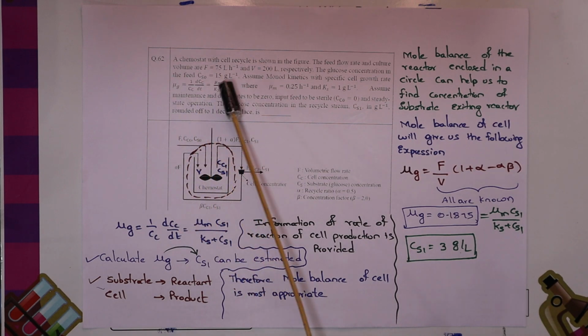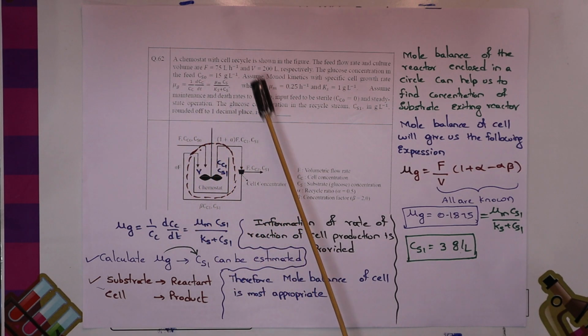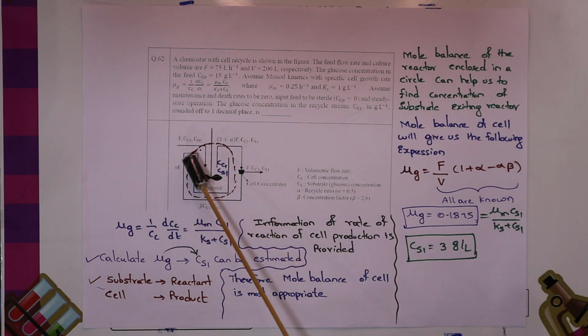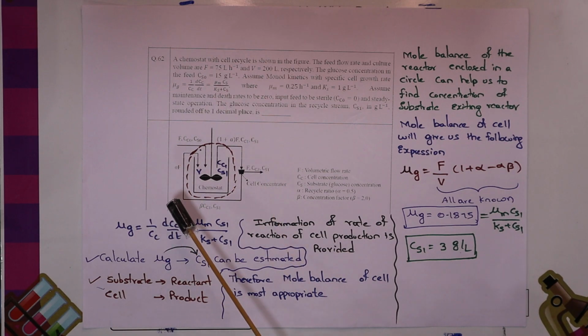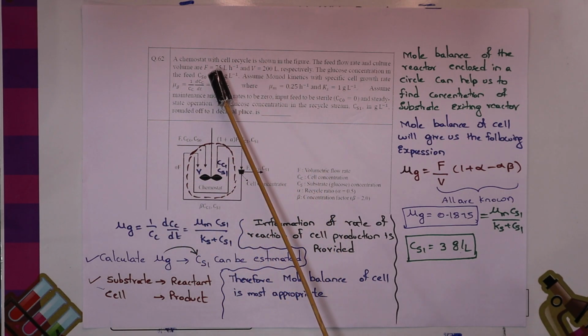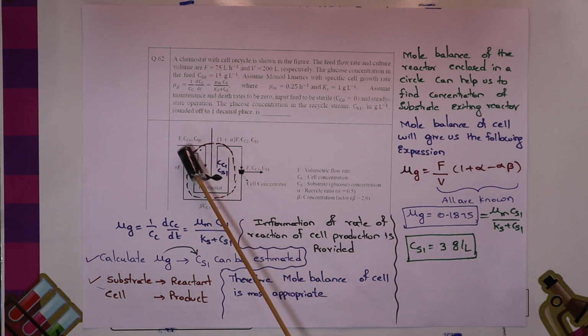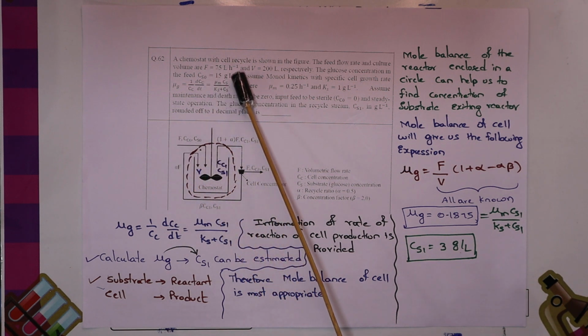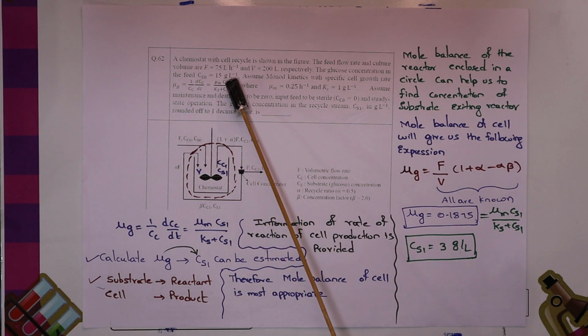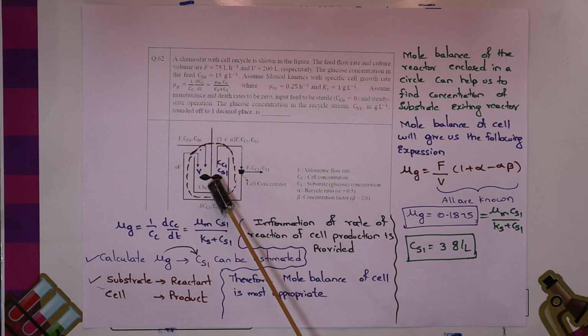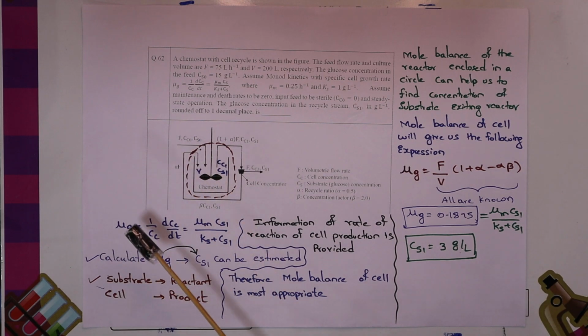A chemostat with a cell recycle. This is called cell recycle because we are sending the stream back. The feed flow rate and culture volume are given. Culture volume, meaning the volume of the reactor, is 200 liters. The feed flow rate going into the reactor, F, is 75 liters per hour. The glucose concentration in the feed is CS0, which is 15 grams per liter. That means glucose is the feed for the cell.